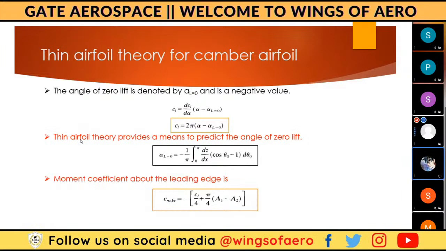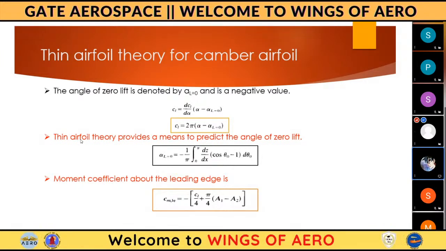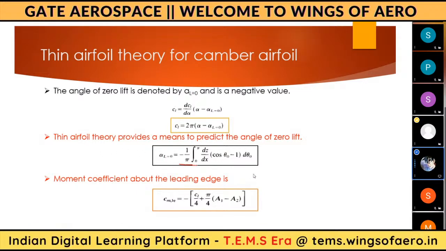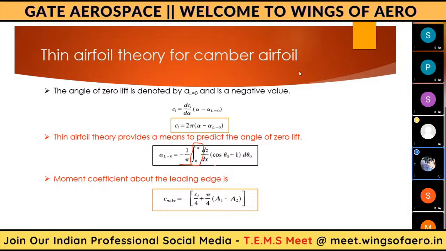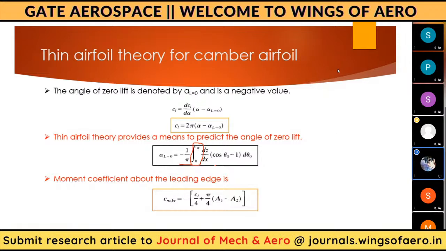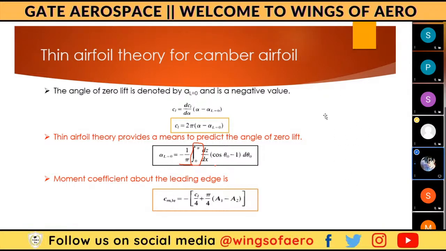Sir, would you please just repeat, sir? See, for this alpha L equal to 0 formula, we have the limit values from 0 to pi, but here we have two equations for dz. So for the first equation the limit is from 0 to 1.36. Yes, substitute the equation, only the dz by dx equation there.